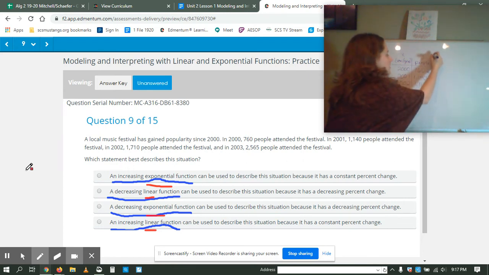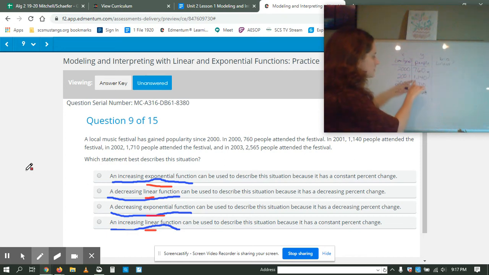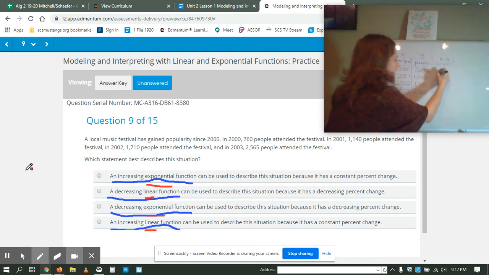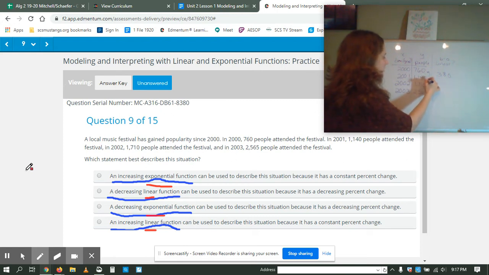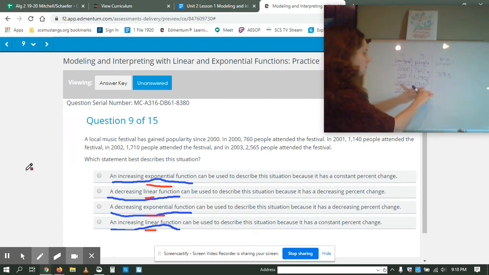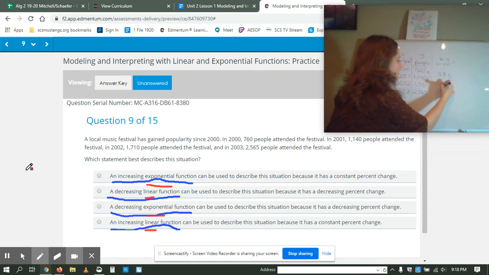So right now what I'm trying to figure out is, do I have a linear function? So I'm going to do b minus a, that second term minus the first term. So I'm doing 1,140 minus 760, and that gives me 380. Then I'm going to do the same thing here. I'm going to do 1,710 subtract 1,140, and when I do that, I get 570.